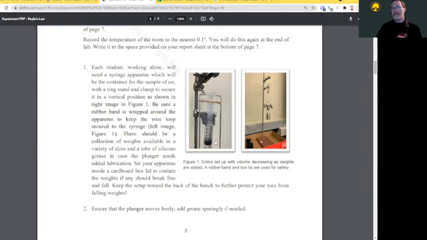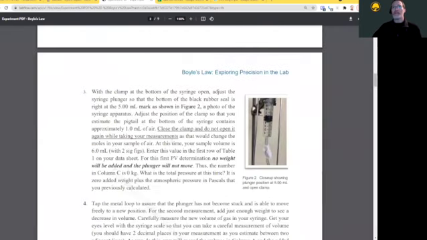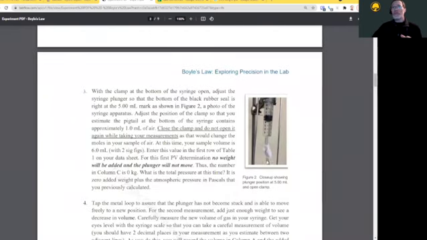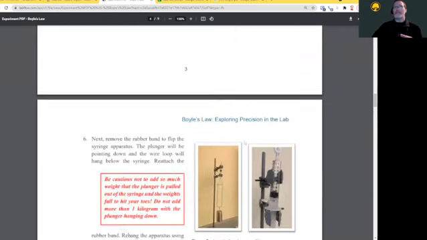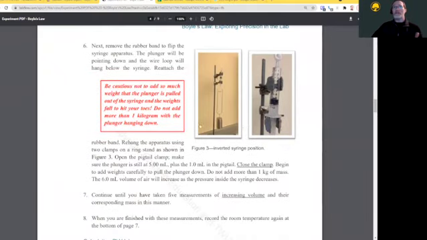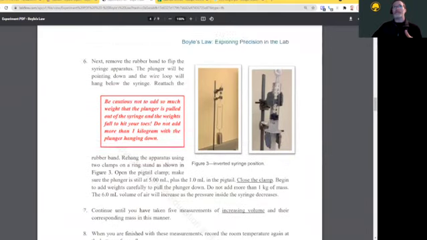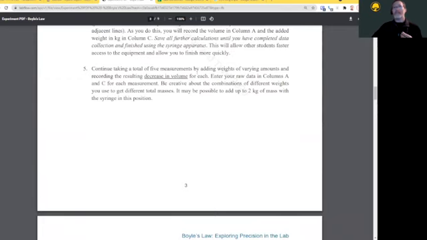If P times V is a constant, then anytime pressure goes up, volume must come down to compensate, and vice versa. So they go through in this PDF the description of what's happening, how this would work if you were doing it in person. They show you the setup here with a little clamp, and then they explain what's going on. Essentially what we're doing, if you read through all of this, is 5 measurements by adding weight to the top of the syringe. So 5 measurements where we're adding pressure to the syringe, decreasing its volume.